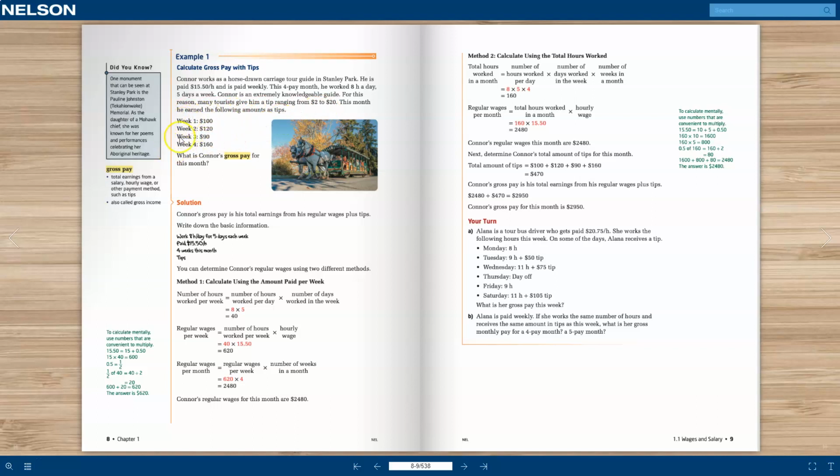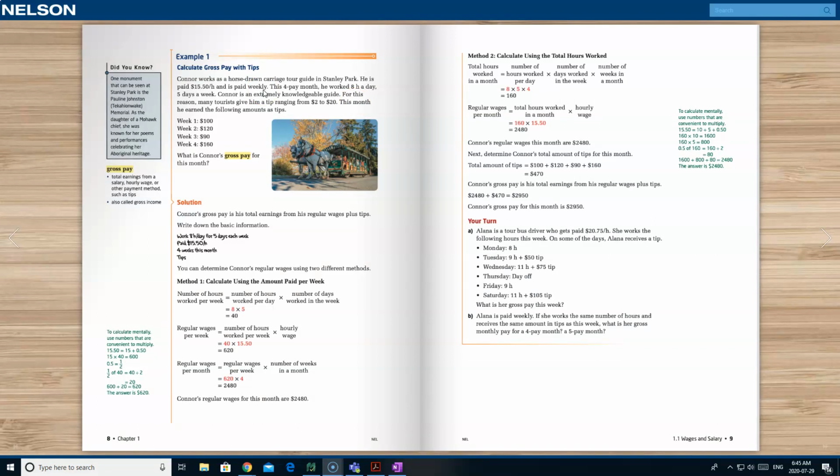Okay, so you can see week 1, 2, 3, and 4, how much you made. What is Connor's gross pay for the month? So the gross pay for the month, again, that's going to be his total amount of money he's going to earn. First you have to see how much he worked, his hours. He worked 8 hours per day, 5 days a week. If you multiply 8 times 5, that gives you 40. So he worked 40 hours per week.